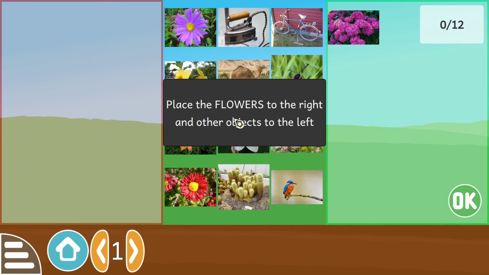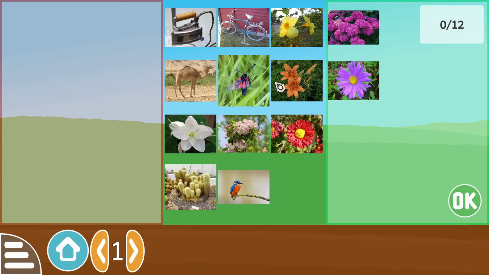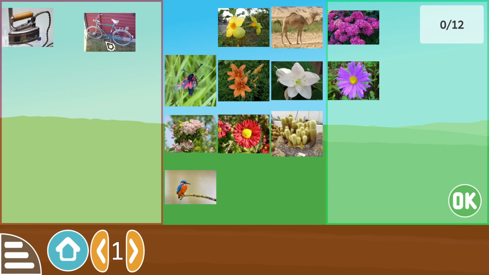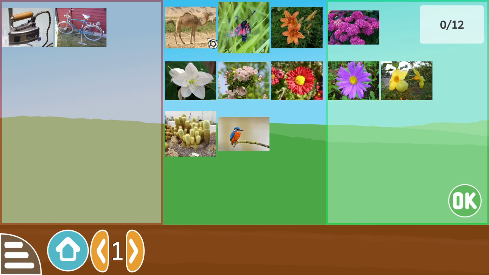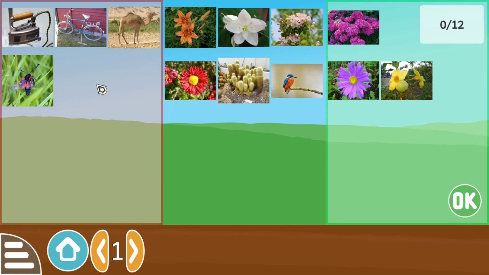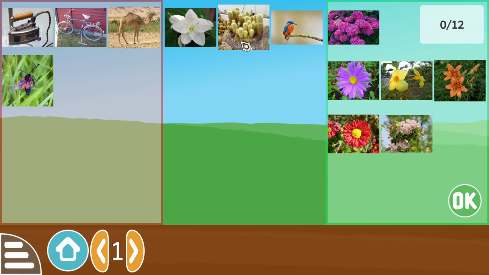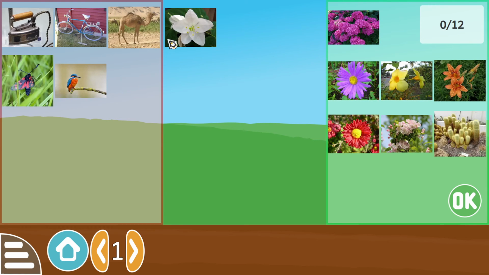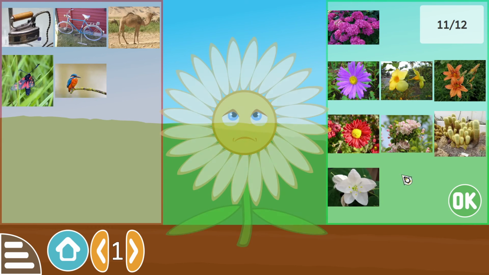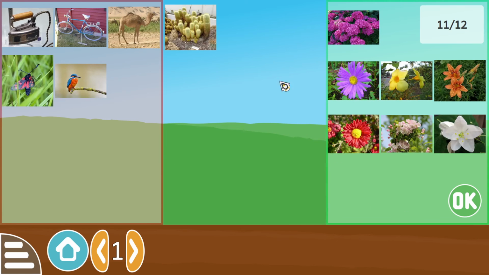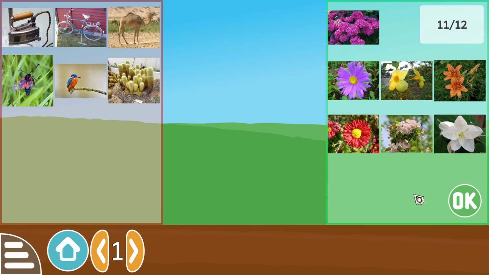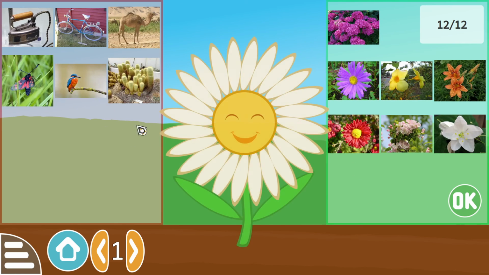So flowers. Just going to try and rip through this. So I've got an iron, a bike, flowers, camel, insect, and some different types of flowers. I'm pretty sure cactus is going to be flowers, but kingfisher bird isn't. So it looks like it's going to be a plant, but not a flower.